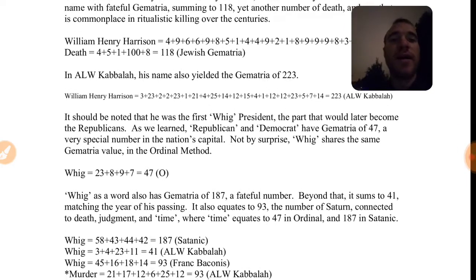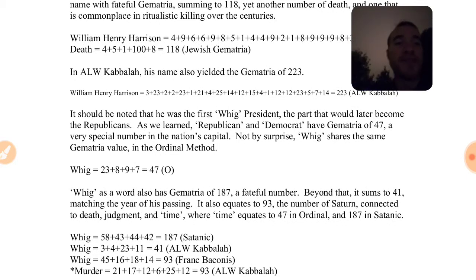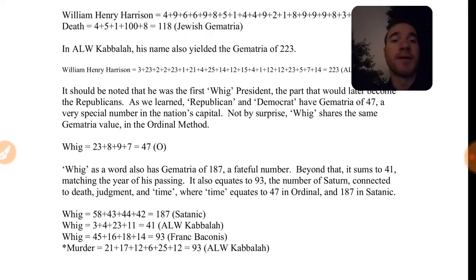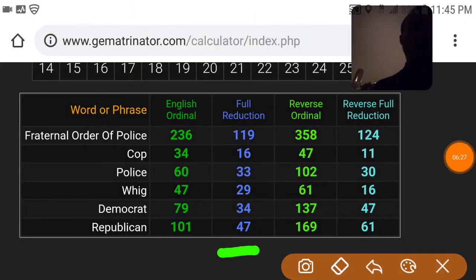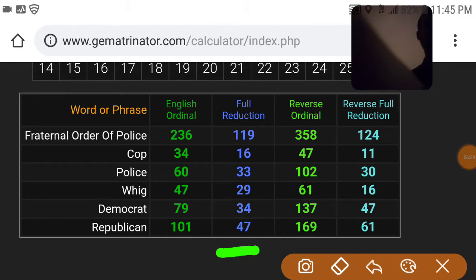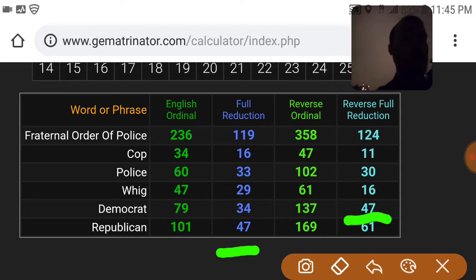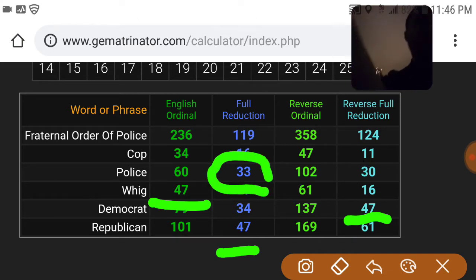There it is. It should be noted that he was the first Whig president, the party that would later become the Republicans. As we learned, Republican and Democrat have gematria 47, a very special number in the nation's capital. Not by surprise, Whig shares the same gematria value in the ordinal method. So we got Republican 47 in reduction, Democrat 47 in reverse full reduction, Whig 47 in ordinal. And then I saw a cop car. I just remembered that police is 33.